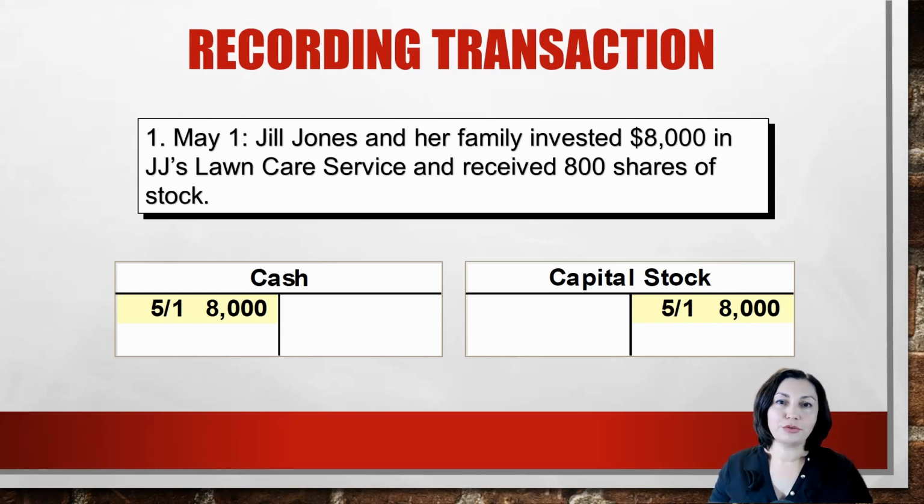The cash account increased, so $8,000 was placed on the left or debit side of the ledger account. A debit to an asset account means an increase. The capital stock account was increased or credited for $8,000. A credit to an equity account represents an increase in the account. This results in an equal debit and credit impact in the transaction. We have followed the rules of double entry accounting.